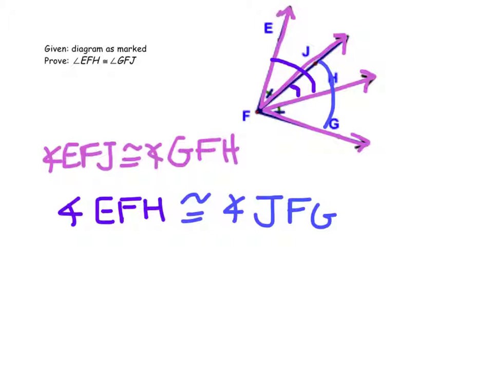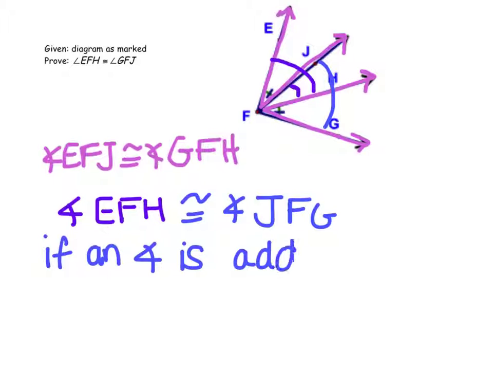And I know that angle EFH is congruent to angle JFG by the addition property, or because if an angle is added to two congruent angles, then the sums are congruent.